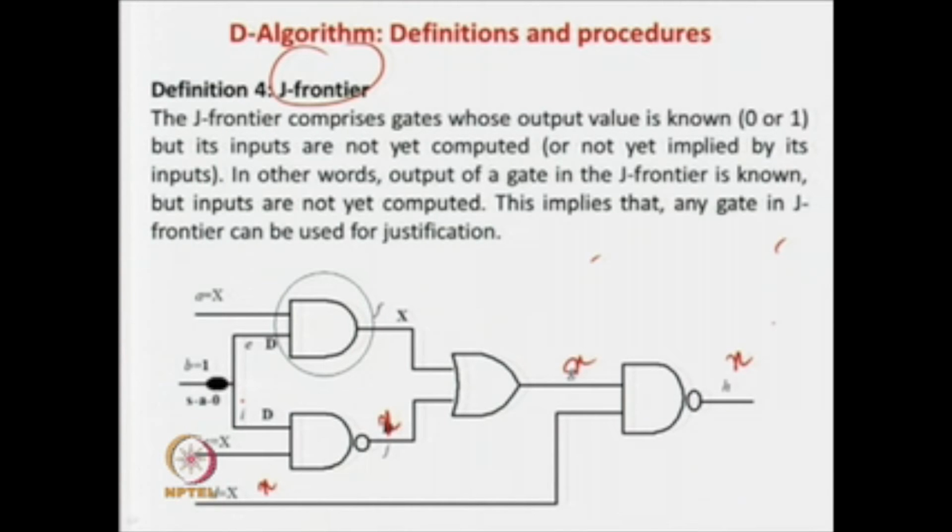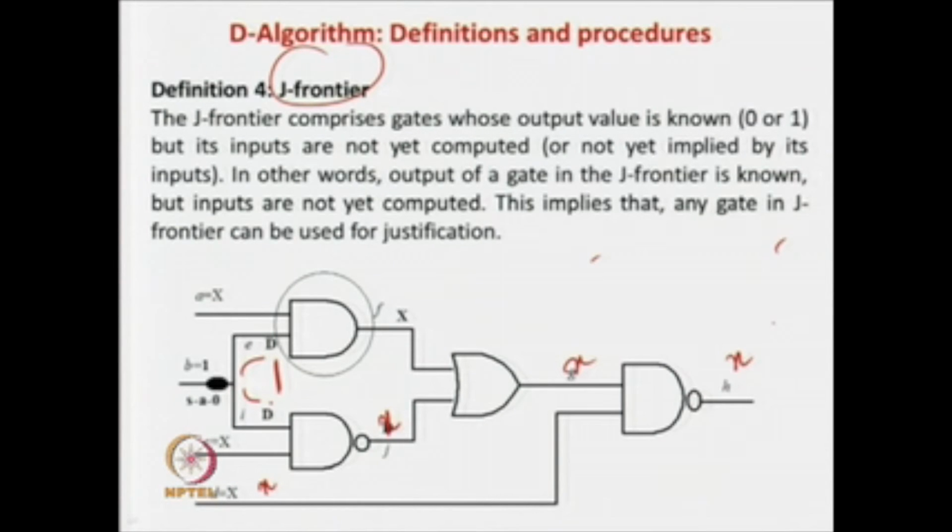Then what we do? Say for example, we apply a B over here. This is stuck at 0, so we know that B has to be 1. Once B is 1, we know immediately that these two are D and D. But we do not know the values of C, D and A because they have to be determined by using the D frontier and J frontier. But immediately we know that these are D and D.